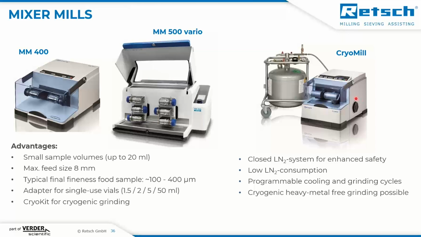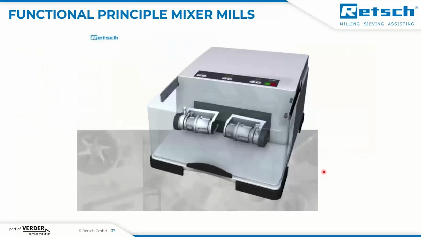The cryo mill is a system where you usually work cryogenically with the use of liquid nitrogen. Here you use the autofill system for enhanced safety. There's no open bath with liquid nitrogen required. And it also gives you the option to work with grinding cycles and programmable cooling times. You will see this later on in the slides.